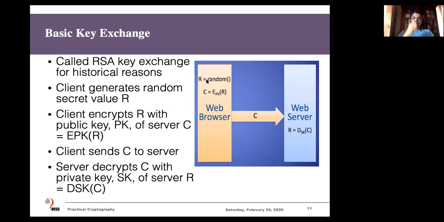First of all, the browser creates a random number called R. Obviously, before this key exchange, the web browser should receive the public key of the web server, so the browser knows the correct public key. Assume that is EPK, the encryption public key. The browser generates random number R and encrypts it with the public key of the web server. The result is C. The web browser sends that C to the web server. Then the web server uses its private key to decrypt C and gets back R. Then both parties, web server and web browser, have a common R. They can use this R as a master secret to derive the other keys. So that is the traditional historical RSA key exchange.